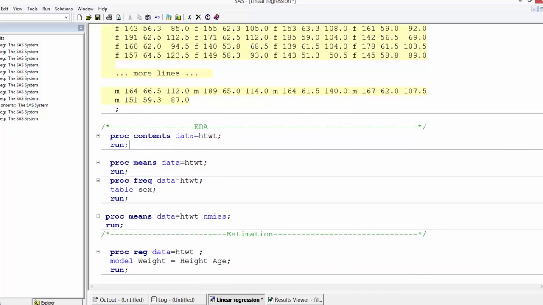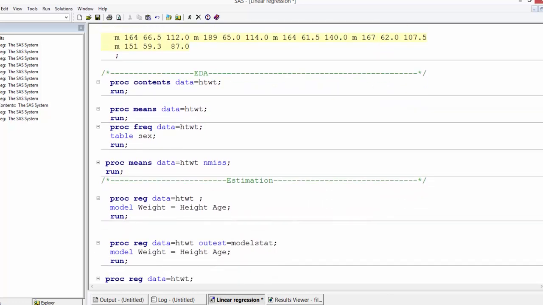All right. Once the data is ready, the first thing that we will do is a simple exploratory data analysis. In exploratory data analysis, we try to understand the nature of the data before starting to build a regression model. We'll first see what is there in the data. To do so, we'll use proc contents in order to find out the details of the data. So we'll use proc contents data=HTWT, which is the name of the data set, run.